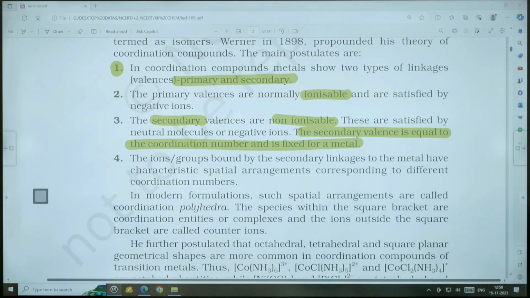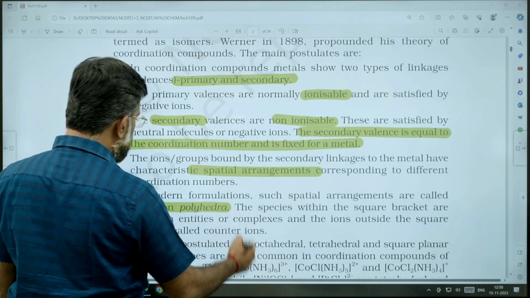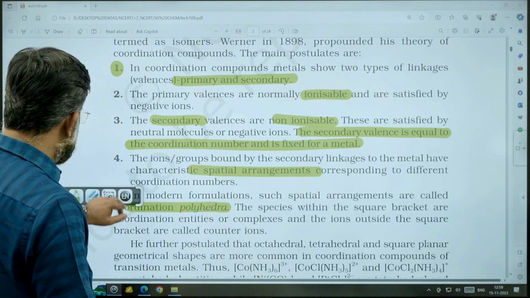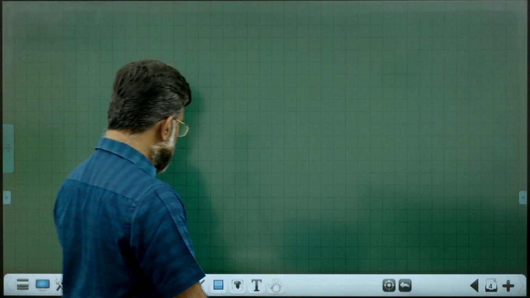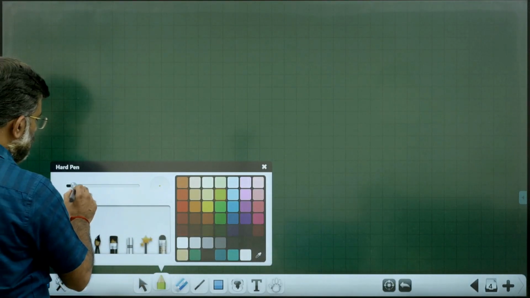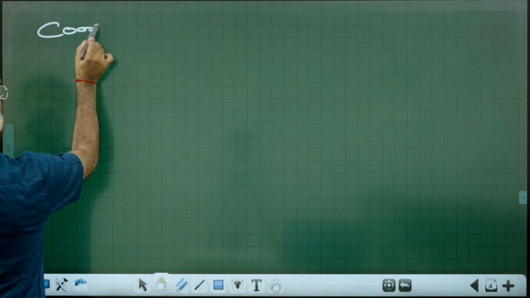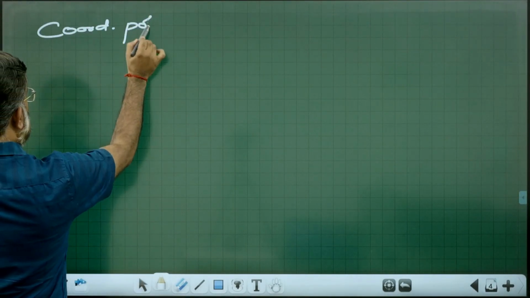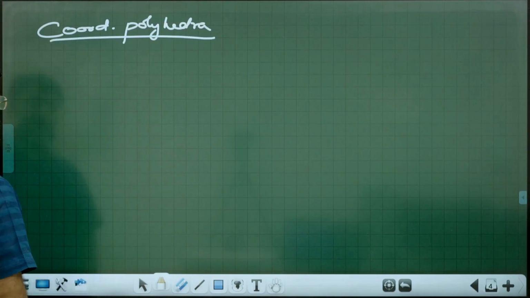Ions or groups bound by secondary linkage to the metal have a characteristic spatial arrangement. We call it coordination polyhedra. There are a few important coordination polyhedra, according to the geometry.